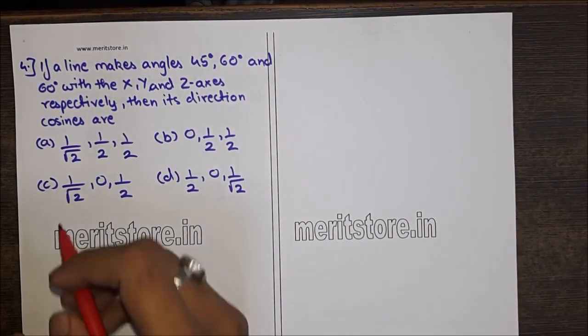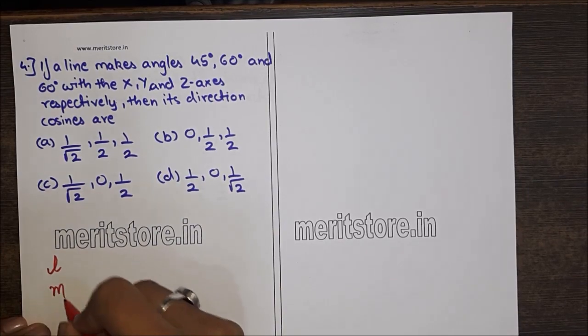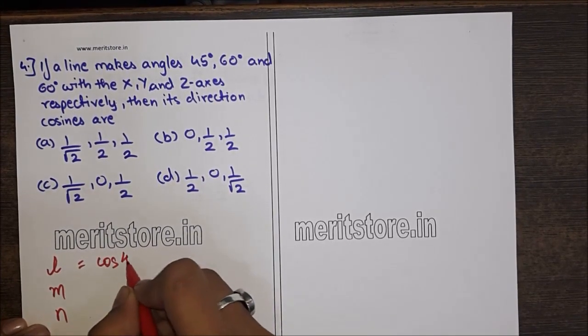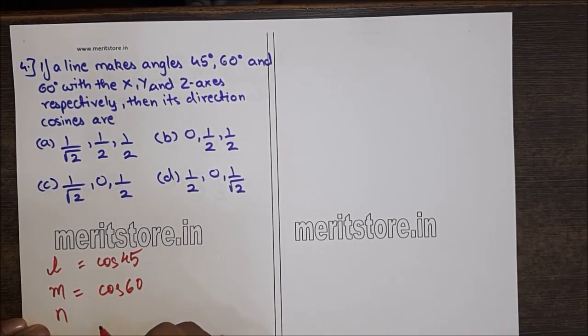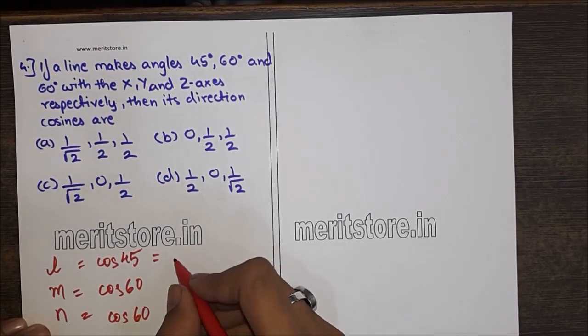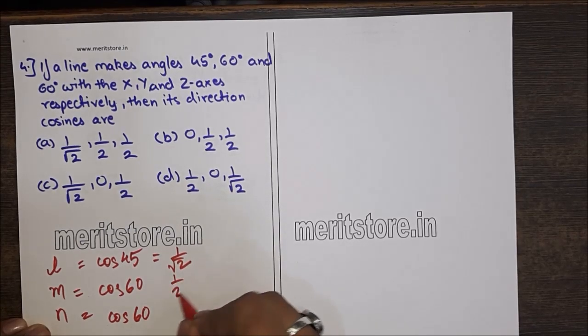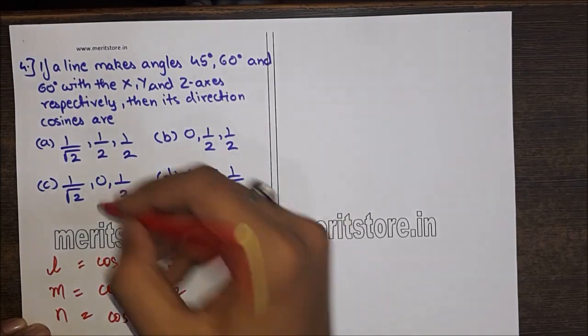So let the direction cosines of the line be denoted by L, M, and N. So we would get their values as cos of 45, cos of 60, and cos of 60. So their further values would be 1 by root 2, 1 by 2, and 1 by 2. So our correct answer is option A.